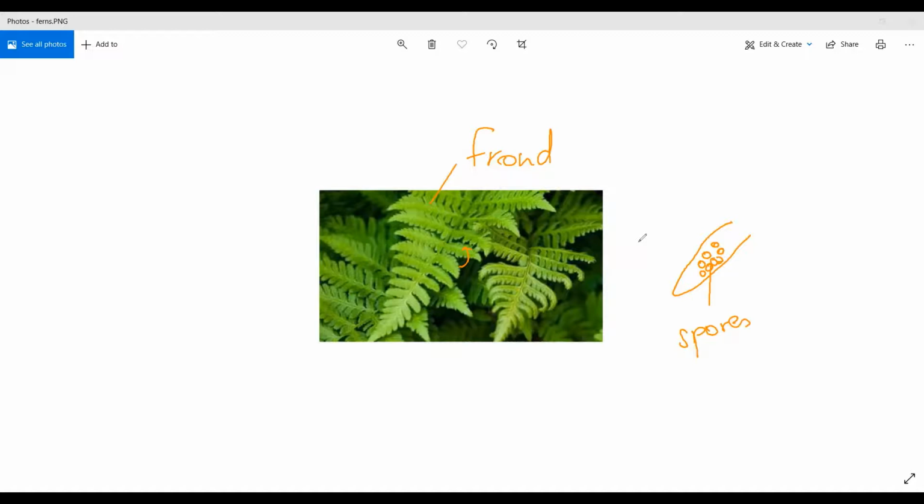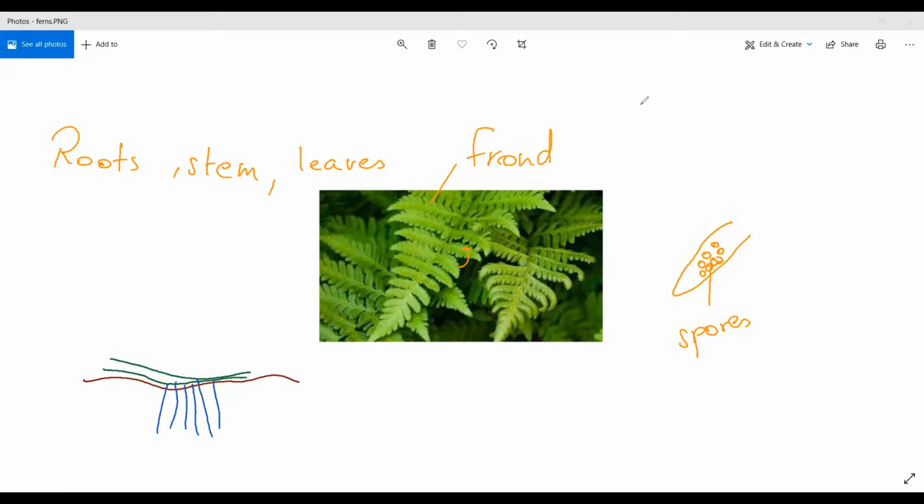Here, these plants look like flowering plants in that they have roots, stems, and leaves. But how are they arranged? If this is the soil, for example, I can see that the stem is found horizontal or parallel to the soil, while the roots extend like this.